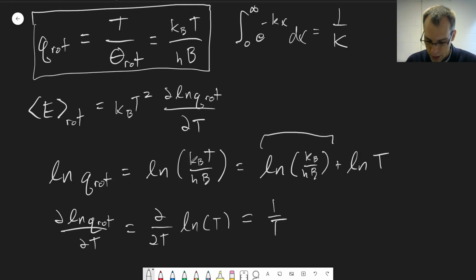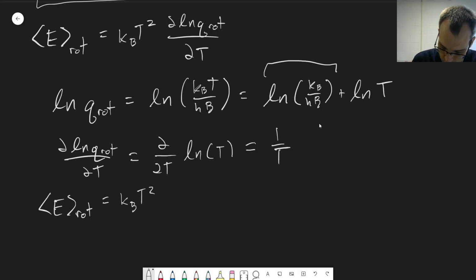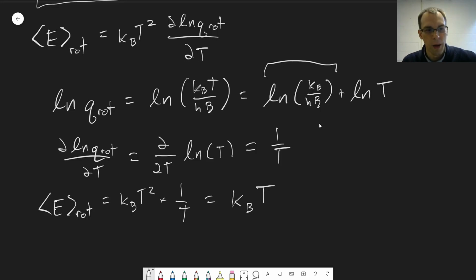And so plugging this back into our original E rot expression up here, the average energy from the rotational part of the molecule is kBT squared times 1 over T, which just gives us kB times T. And so if we want to turn this into a molar energy, for 1 mole, we would just multiply by Avogadro's number. So if we were looking at a molar value, we would get RT, because Avogadro's number times kB is equal to R.